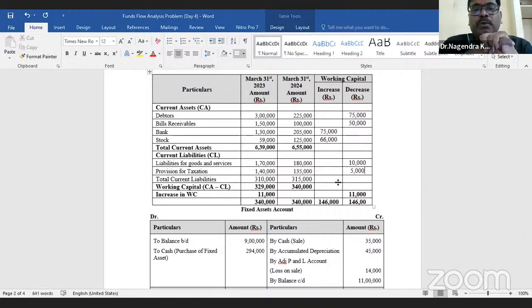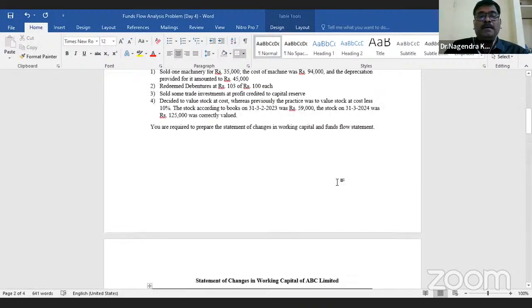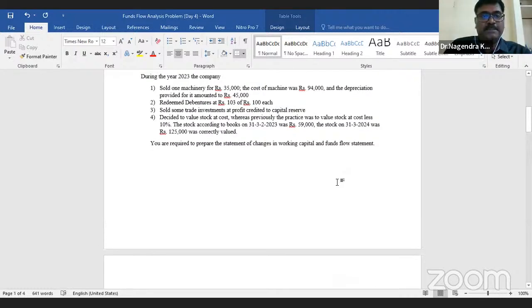After doing this, what we have to do is calculate the adjustment entries. So we have to look for what changes were made in non-current assets and non-current liabilities. Here we have one adjustment for the machinery sold. The adjustment is that one machinery costing 94,000 has been sold for 35,000 and a depreciation has been provided at 45,000.